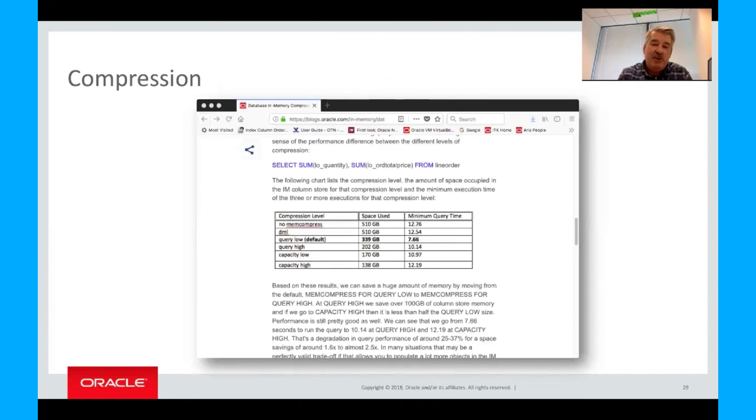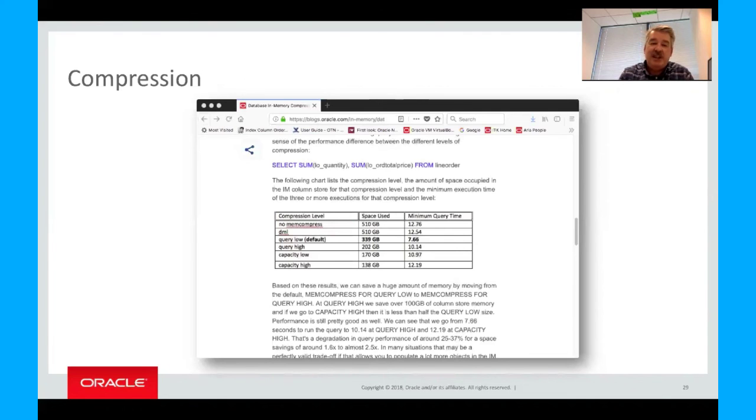And so my point of the session and the slide was to say that if you're memory constrained, sometimes the trade-off in performance, which isn't that significant in many cases, versus the amount of memory that you can free up or the number of objects that you can populate, which can be very significant, can be worth the trade-off.